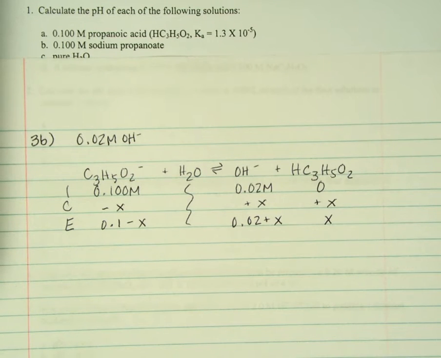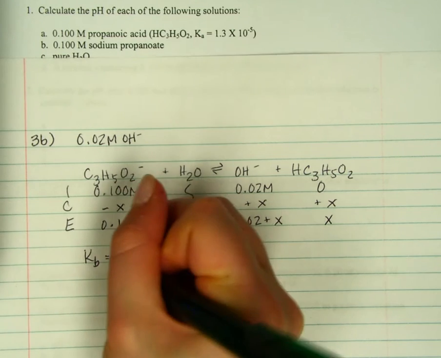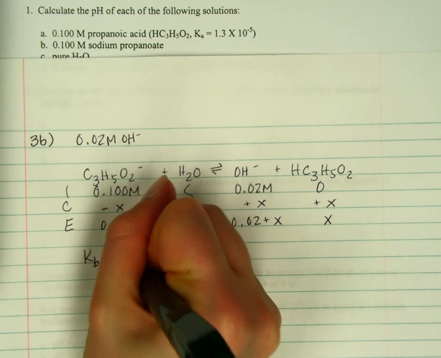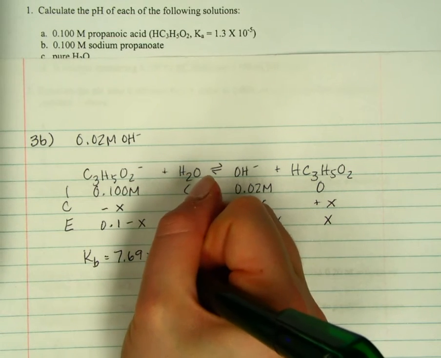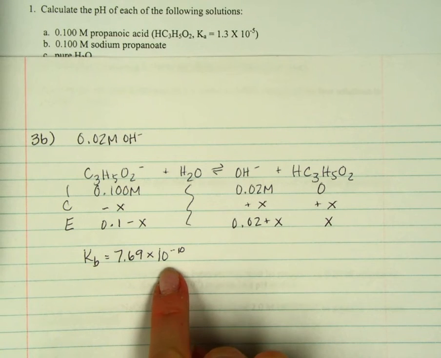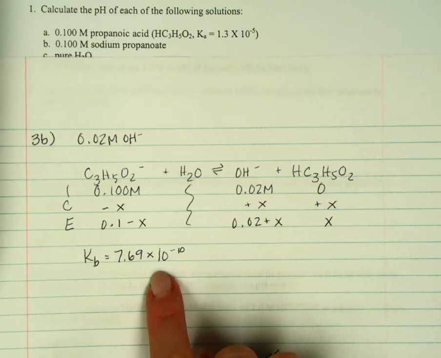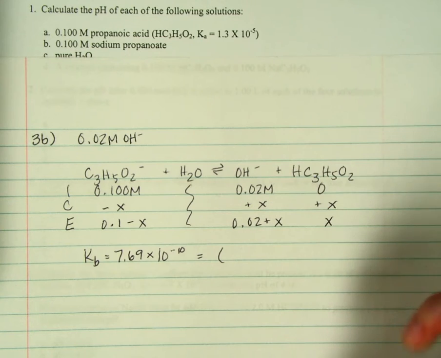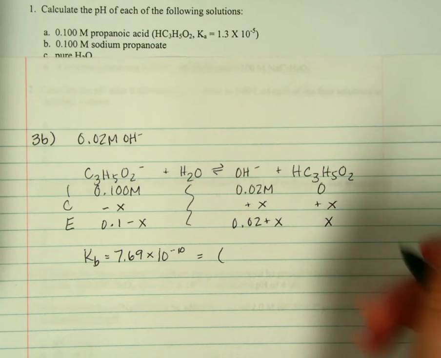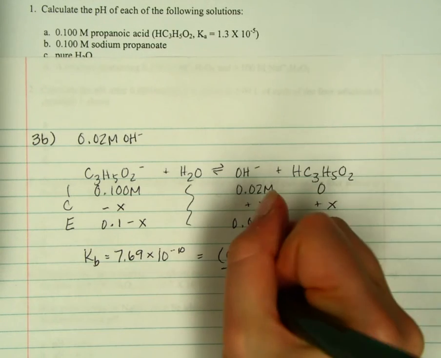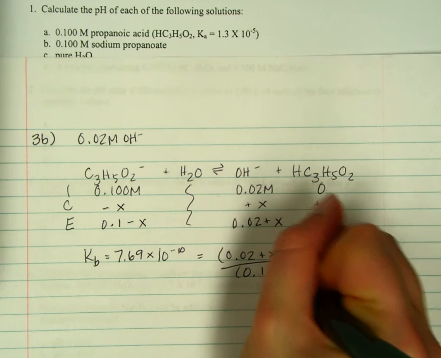So when I look at this, I need a Kb. Now, if you go all the way back to your other problems, you will remember that Kb was 7.69 times 10 to the negative 10th. If you want to figure out how I calculated that, it's just Kw divided by Ka for propanoic acid. But if you watch the video for problem 1b, it does show you exactly how to calculate this number. So that's going to be my products, OH minus times HC3H5O2, so 0.02 plus x times x, divided by my reactants, 0.1 minus x.